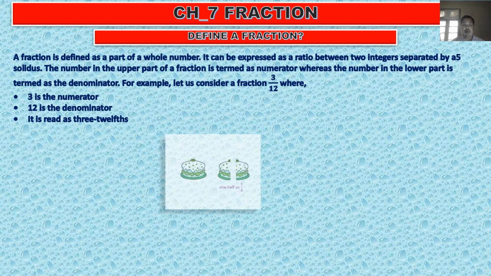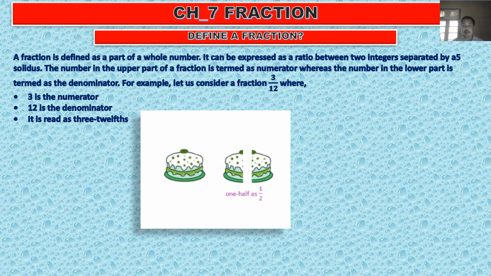Now here is a diagram. In this diagram you can see that a whole cake, when we divide into two, becomes halves. Its part of the cake is called half of the cake, and it is represented by the fraction 1 by 2. So 1 by 2 is read as half or 1 half. The fraction 1 by 2, which is the half of the cake, is a part of the whole cake, isn't it?